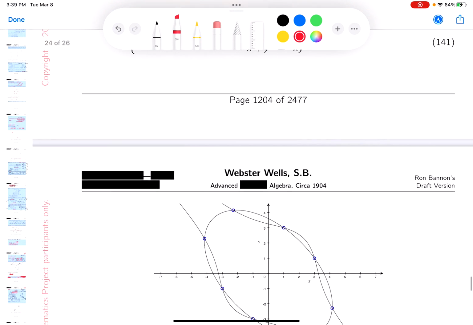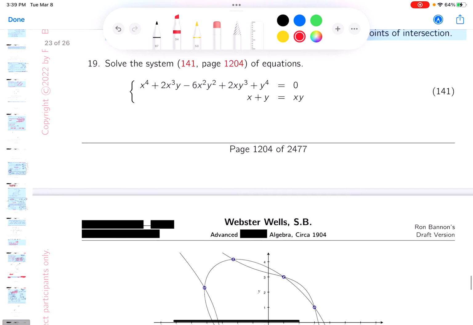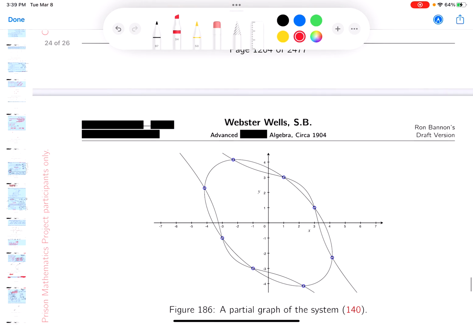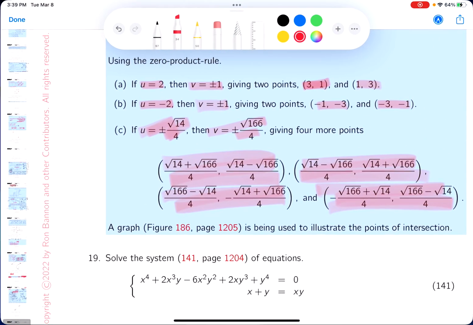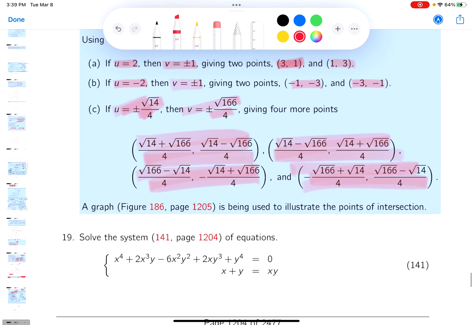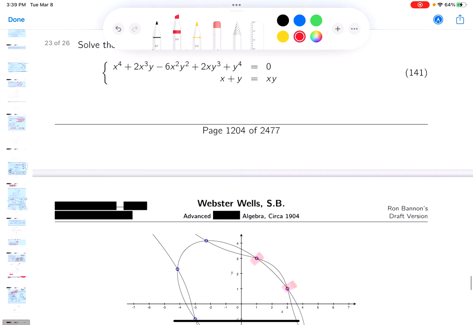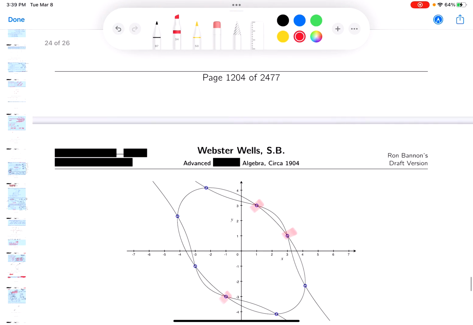All right, let's see what we got over here. And I've got to be honest with you, I got a large number of intersecting points. I want to look for easy ones first. And I wonder, do I see 3, 1? Yes. Do I see 1, 3? Yes. I'm looking for easy, guys. Do I see -1, -3? Yes. Do I see -3, -1? Yes. And then I see 4 more points.